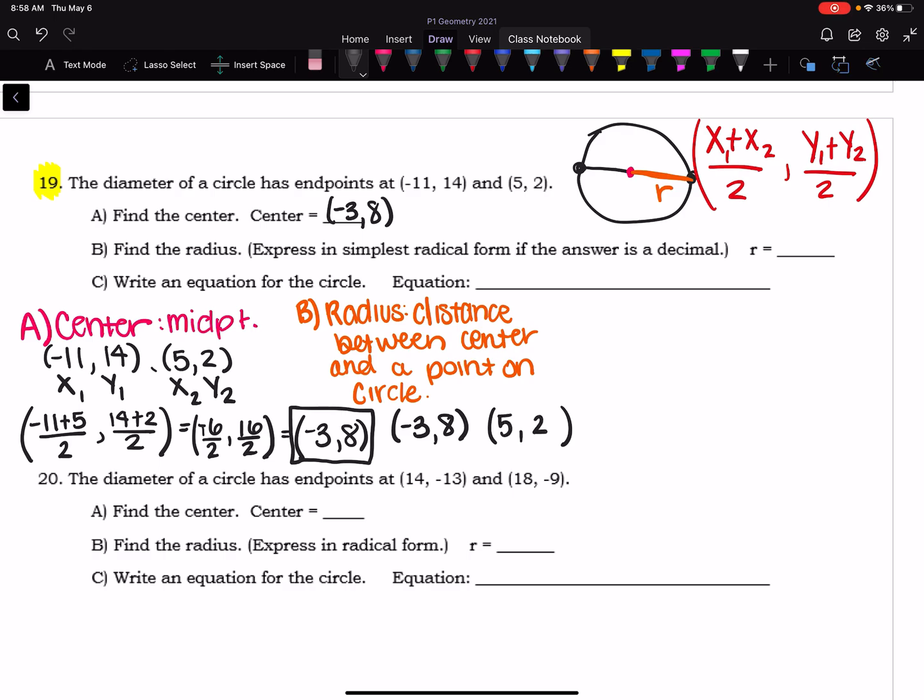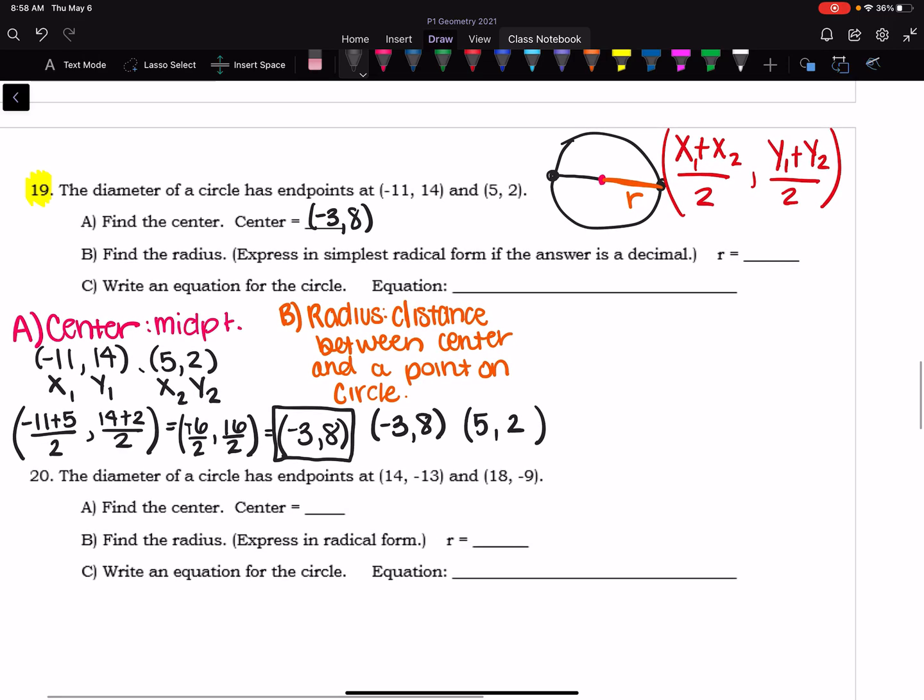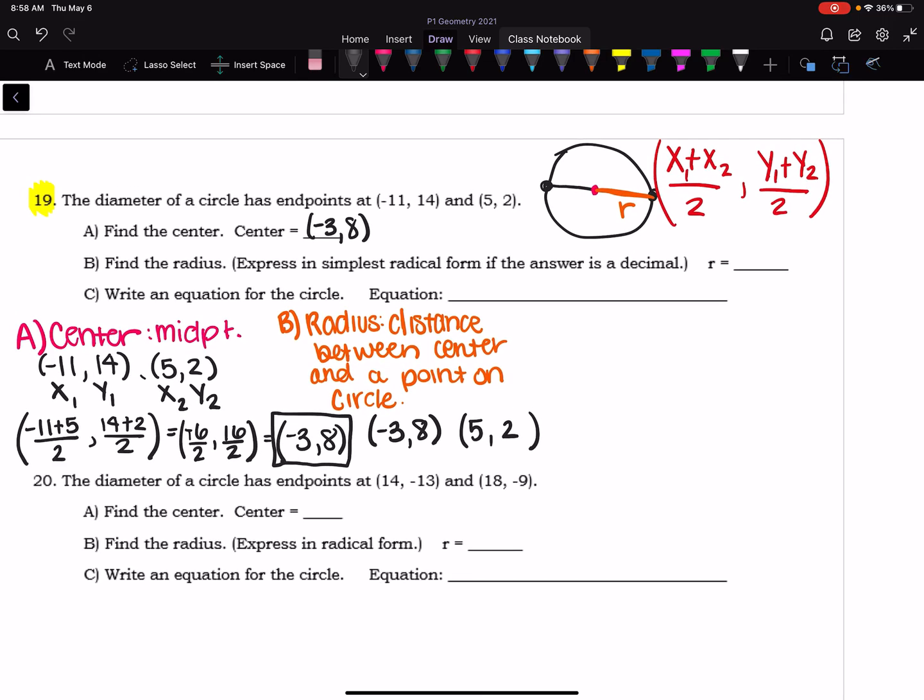So I tend to go with the numbers that are smaller. And I try to pick the one where both of those coordinates are positive as well. All right, so (5, 2) is going to be the one that I choose. If you want to use (-11, 14), that's okay. You'll still get the same answer. So as always, we need to label our x1, y1, and x2, y2 coordinates, because those are going to be the 4 numbers that we use in our distance formula.